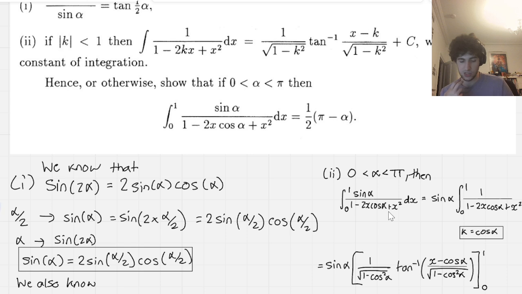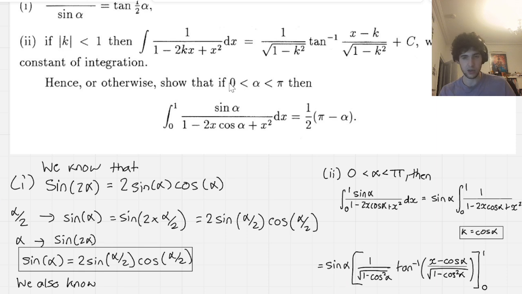And so this is just the square root of sine squared alpha, which is technically the mod of sine alpha. But again, if we think about our region here from 0 to pi, sine alpha is always going to be positive there. It's going to go from 0 to 1, then back to 0. So we don't need that mod. We can just treat that as sine alpha by itself.